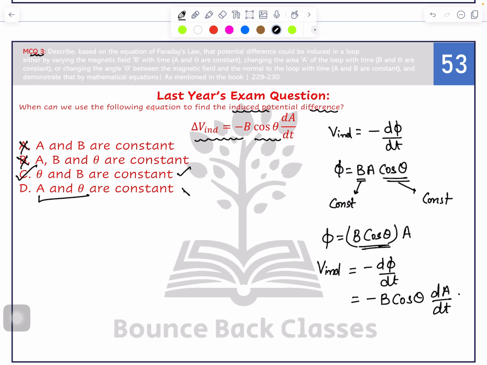A and theta, no, because A is a variable. A is your area. Area is a variable quantity. So in that case, your magnetic field B and theta are constant. Clear, guys? So this is a type of approach. Whenever a numerical comes, you need to think about what exactly the question is going to ask you. So read carefully 2 times, 3 times, so you can solve easily.